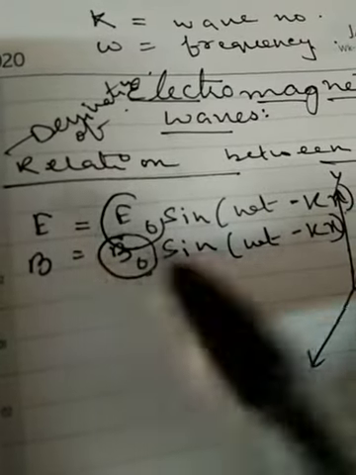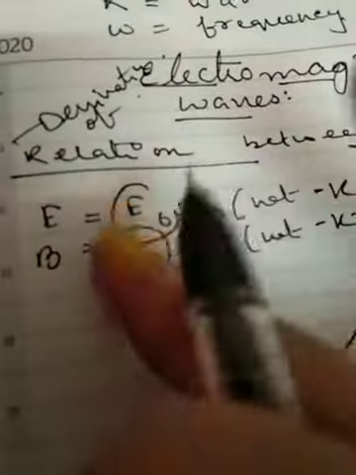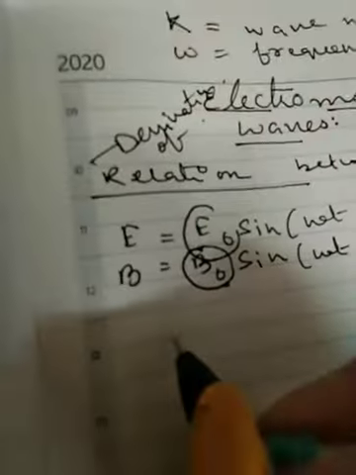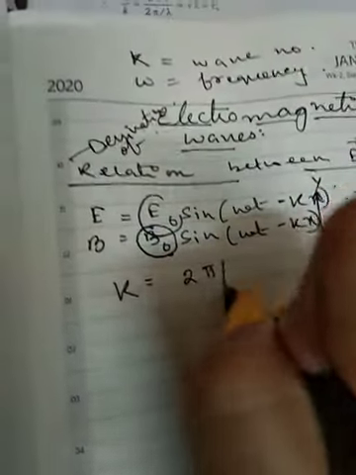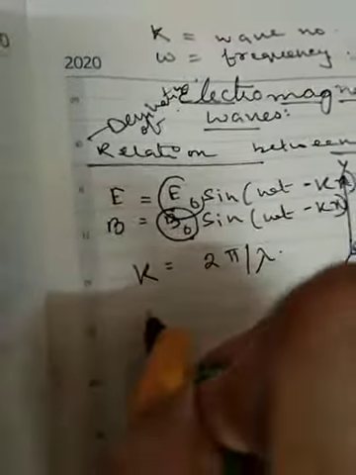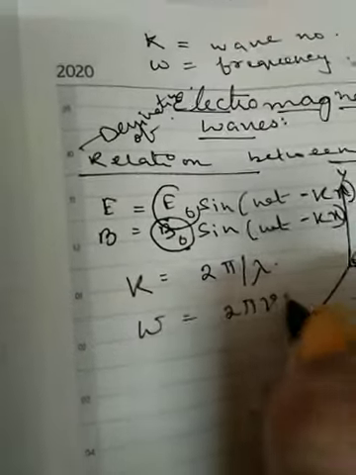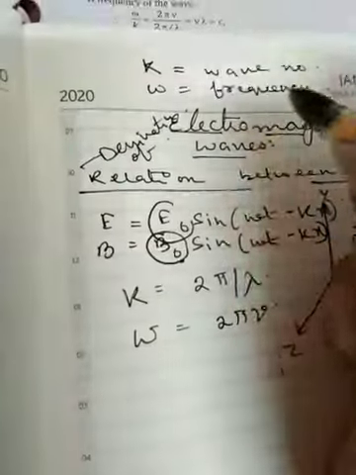These are called the amplitudes of the waves. So these are the maximum values of the electric field and the magnetic field respectively. The value of k we have all studied in class 11. The value of k is given by 2 pi by lambda. The value of omega is given by 2 pi nu, where nu is the frequency I have already said.